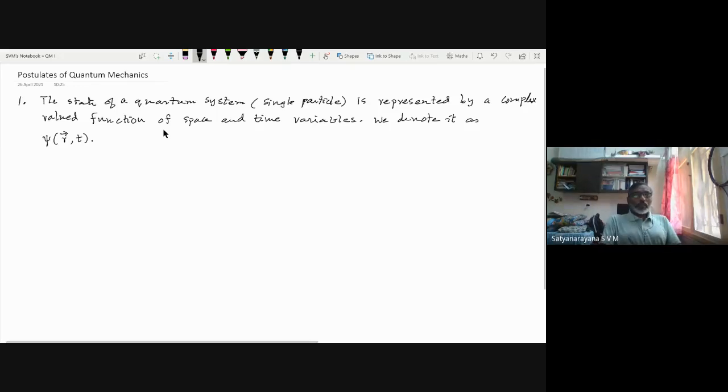Then we asked a question: the set of all possible states is a Hilbert space. That means at the least the set of all possible states is the set of all square integrable functions. Over and above that, if there are certain boundary conditions, then it has to satisfy those boundary conditions.